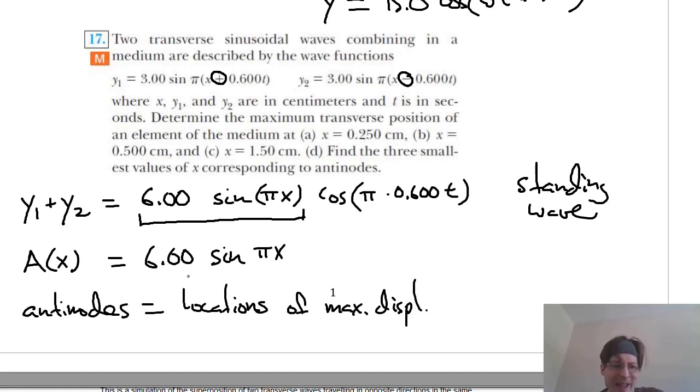In this case, it's the max displacement of 6. The places that have amplitude 6 are the antinode positions. So in part D, we're asked to locate the antinodes. So what values of x do you get the peaks? Well, remember, sine function has a peak at pi over 2, 3 pi over 2, and so on. So our antinode positions are going to be at x equals a half, 3 halves, 5 halves, and so on.